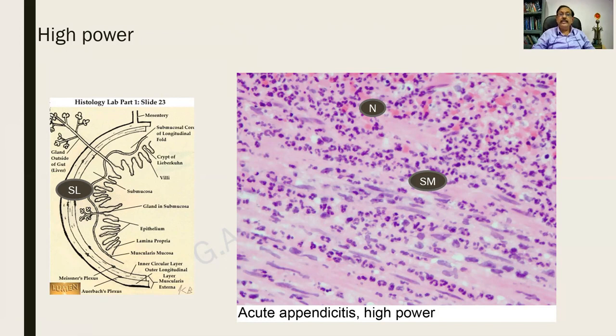How do I say that it is the neutrophil? I find these are all the nuclei, not at all the cytoplasm. All the blue colored structures are the nuclei, and look at each one of them, they are having an irregular nucleus, and hence I say it is neutrophil. So it is neutrophil infiltrating the muscular layer. This is mandatory for a diagnosis.